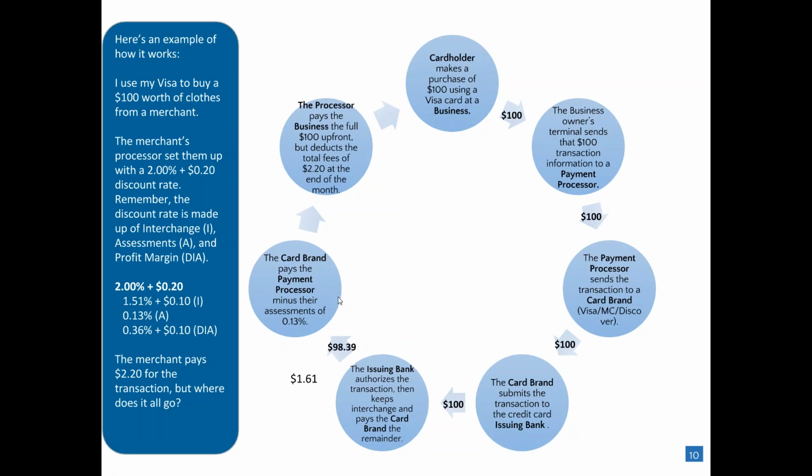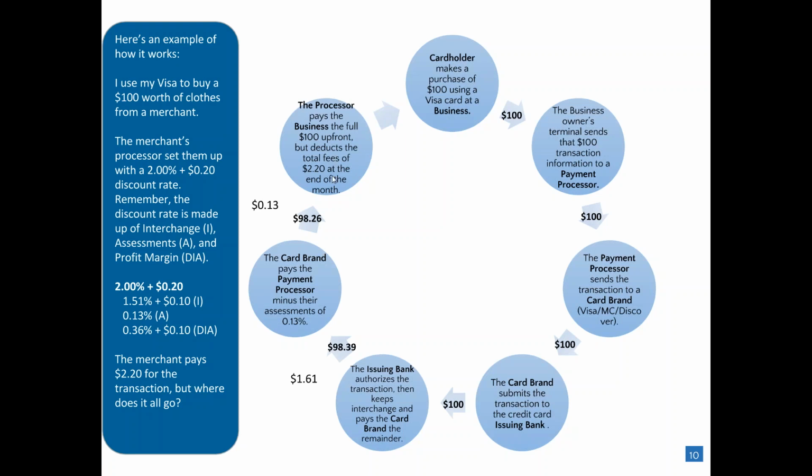The card brand then says, okay, issuing bank took their share. Now we're going to take our share. So Visa is going to take their assessments, their 0.13%, or 13 cents. So they're going to keep their 13 cents at that point. Then Visa is going to notify the processor that the transaction was approved. The $100 transaction was approved, but we're only going to give you $98.26, processor.